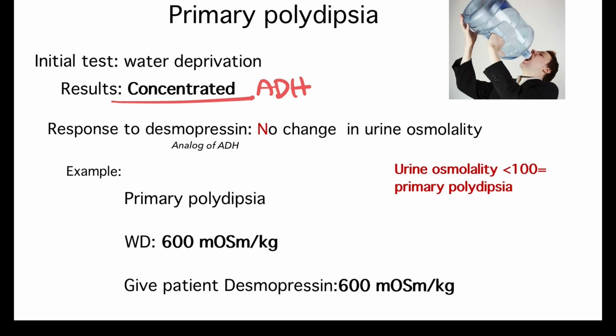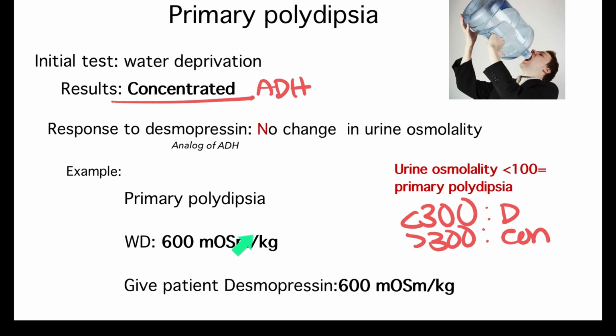So with primary polydipsia, the water deprivation test, you tell the patient to restrict the fluid, it's 600. And is that concentrated or dilute? You guys tell me. 300 is our lucky number. Less than 300 is what? Dilute. Greater is concentrated. So we know with the water deprivation, our urine is concentrated. We give the patient desmopressin and it's still concentrated, which means ADH is working properly. We can even put 700. We can even put 800 because we know that the body is able to respond to the ADH.